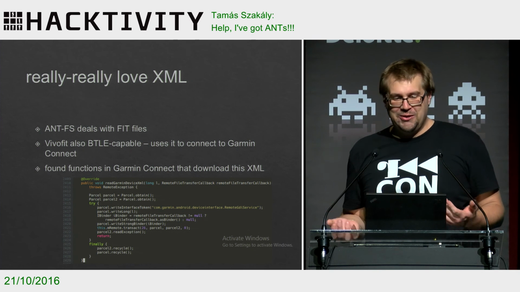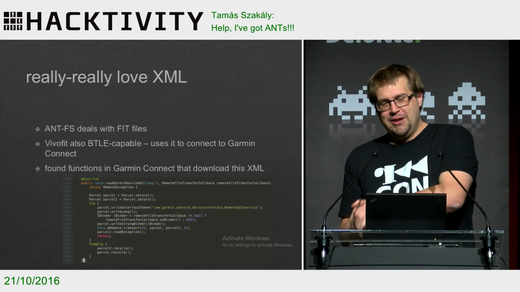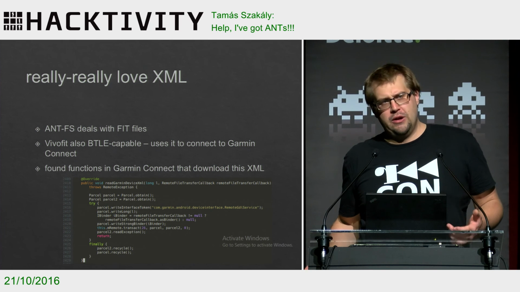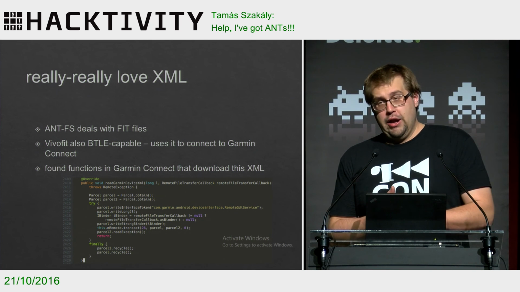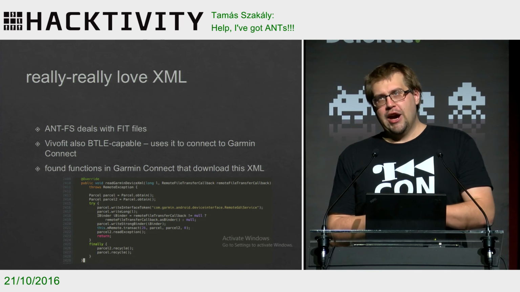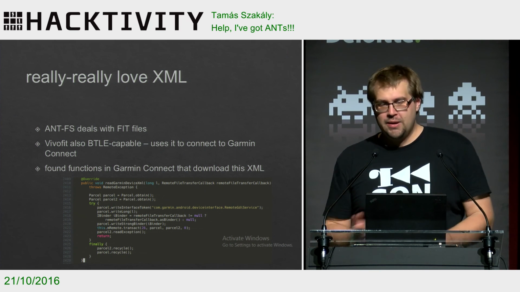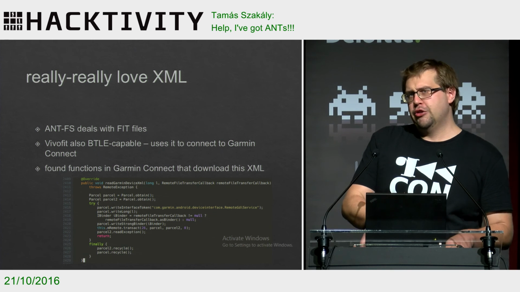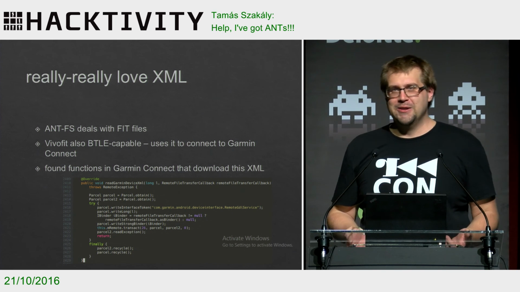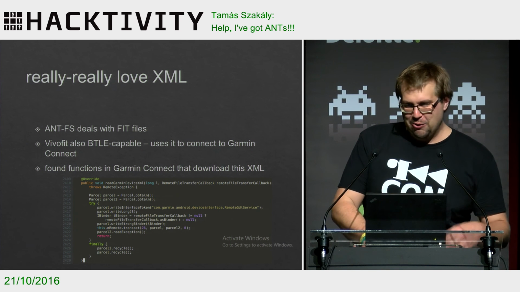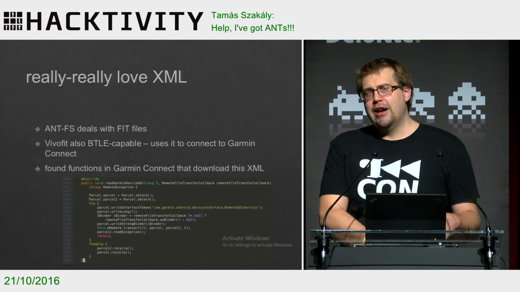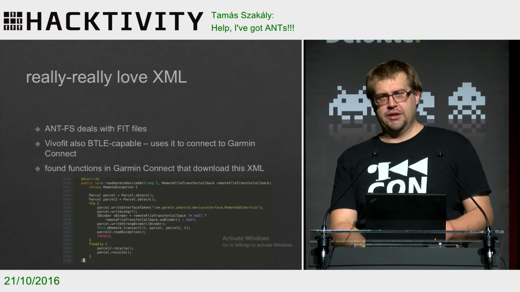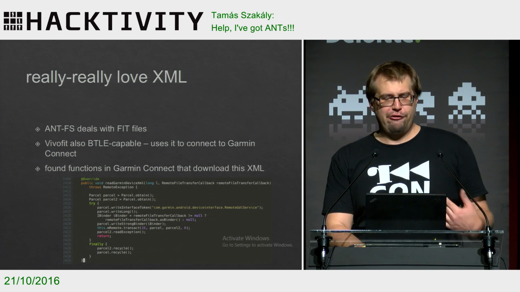But where is it used? ANT-FS deals with FIT files, so it can't be an ANT-FS feature, but the Vivo Fit is also Bluetooth Low Energy capable, and it uses it to connect to the Garmin Connect mobile application. I started to reverse engineer the Garmin Connect application and found a function that downloads this XML string from the device. So I thought that if I could modify the XML string in the Vivo Fit firmware to include an XXE vector, then I could hack my phone.